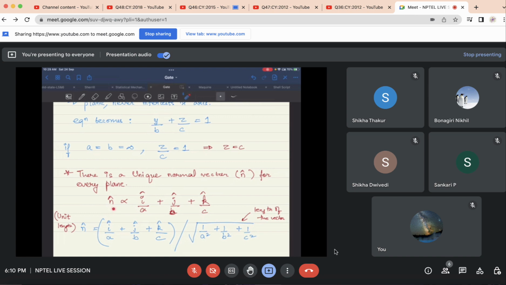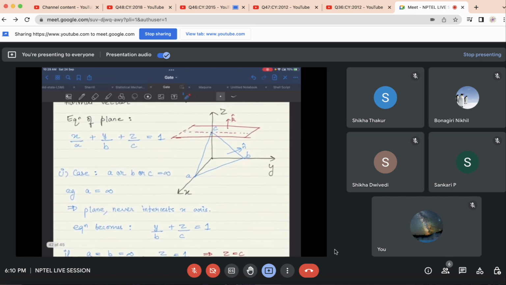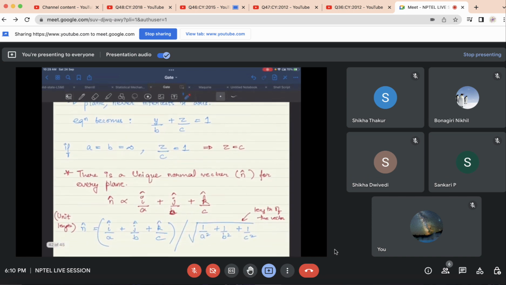So if I describe it for the plane which has an intercept only in the z direction, then A and B become infinite, that is, these two portions become 0. So only k by c will remain. That is why it has the direction of the k unit vector.